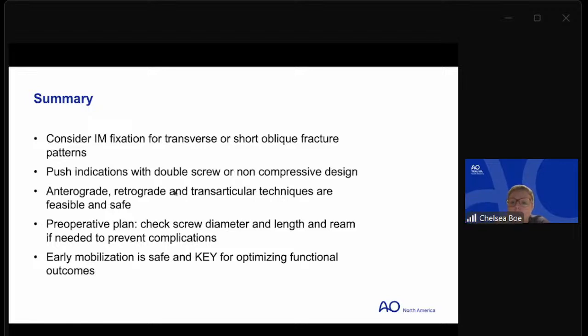Intramedullary screws can be placed anterograde, retrograde, or transarticular safely with expectation of minimal impact to the joint, though of course long-term sequelae aren't fully known. When placing these screws, don't forego the preoperative planning and the intraoperative checks to prevent screw incarceration or breakage, and don't be afraid to drill. Regardless of the technique, early mobilization is key for successful outcome with all of these fractures, and it's very safe when you're using an intramedullary screw.